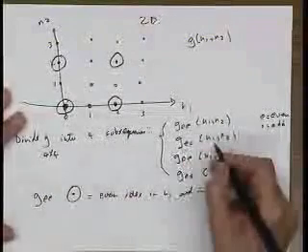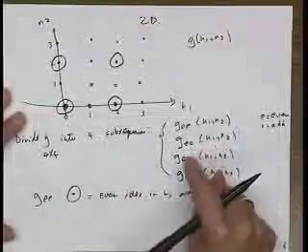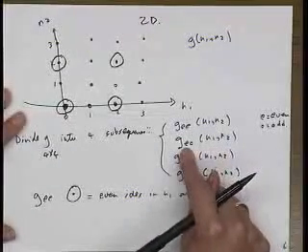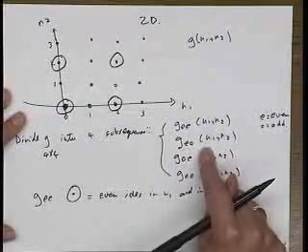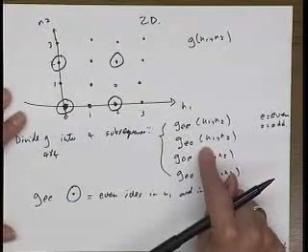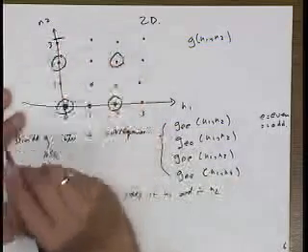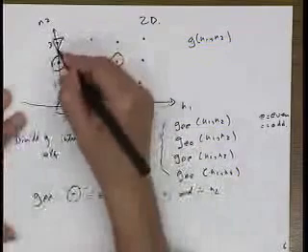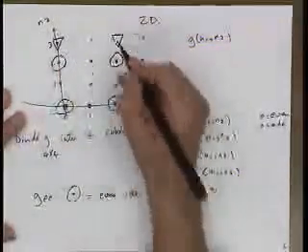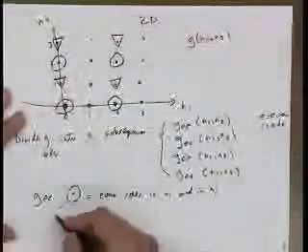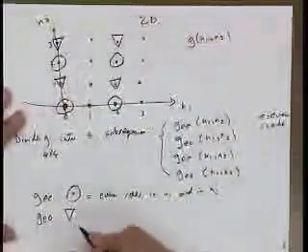And then GEO is even in n1, odd in n2. Okay, so I'm going to use this upside down triangle to show that. So it's even in n1, so 0, this one, and this one, and it's odd in n2. So GEO is this guy.